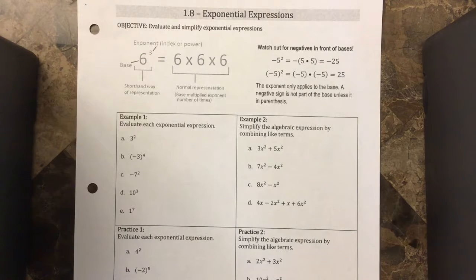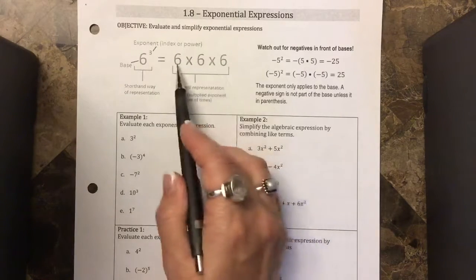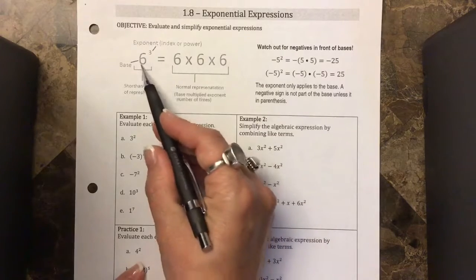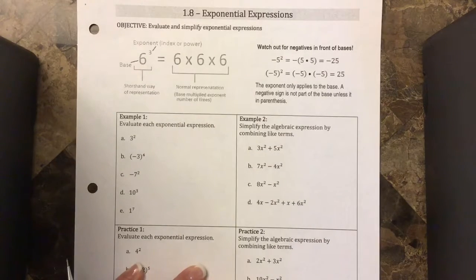If you've ever heard of a mole, 6.02 times 10 to the 23rd power. I don't want to write that many zeros out there or that many bases. So what we want to do is use the shortcut method. So this is the expanded form, or the long form, and then this is the shorthand way of writing it.